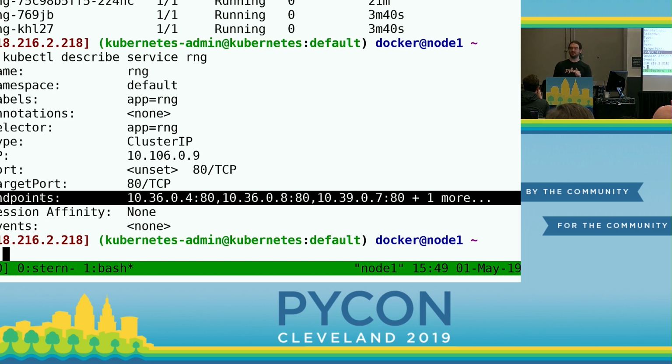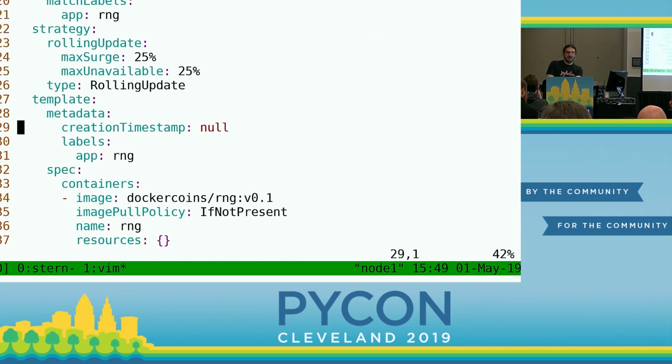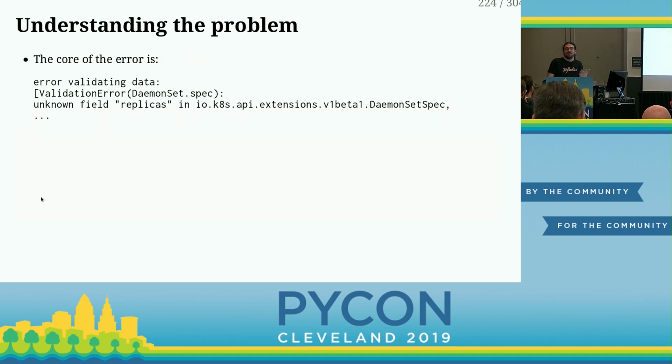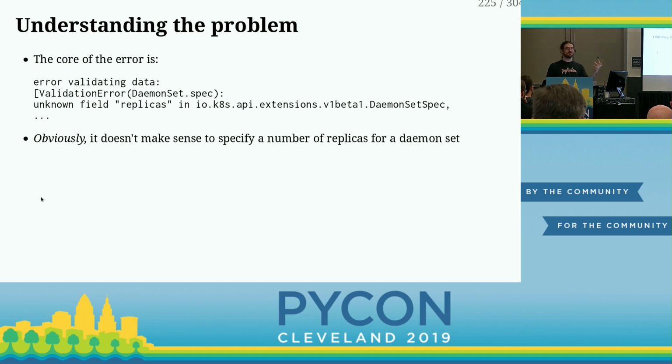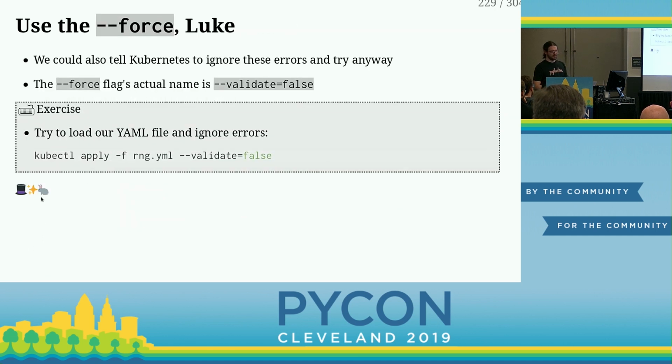Because in the YAML of the deployment, if I scroll down more and more, I have the template. So that's the template of the pods created. And I have labels app rng. So all the pods created by the deployment and also all the pods created by the daemon set have app=rng. Right. So that's why this kind of automatically worked without us consciously adding these things to the load balancer. Right.